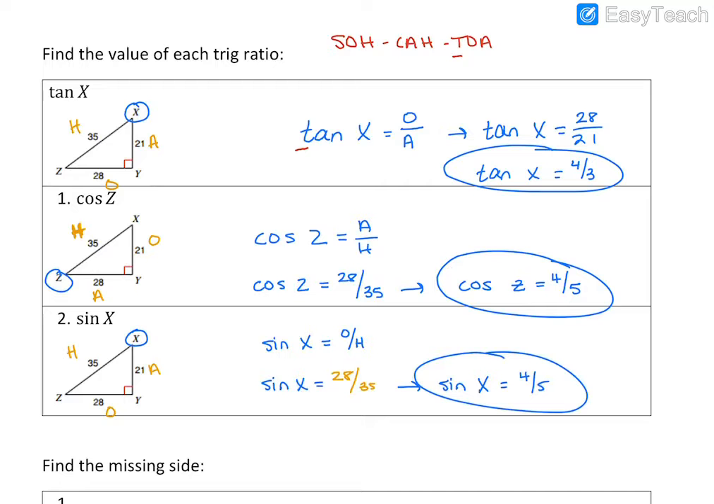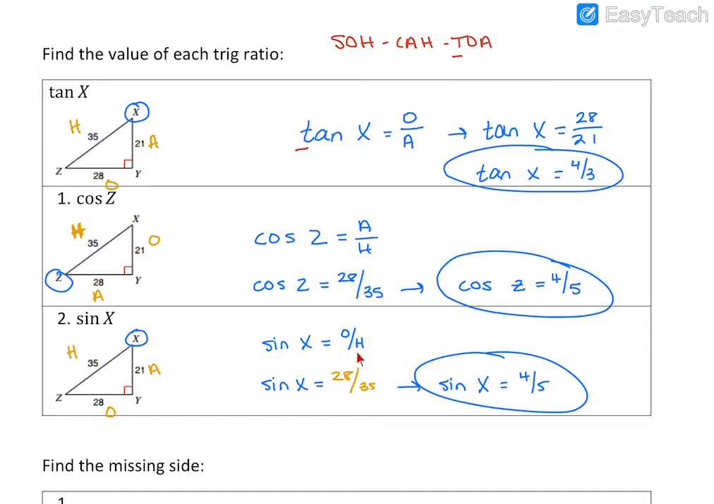So here is what I did. I labeled my O, A, and H over here from angle x. Notice it was not the same as this one up here because I was going from angle Z up here. It was the same triangle, but I was going from a different angle, so my O and my A are going to change places. So you got to be careful.